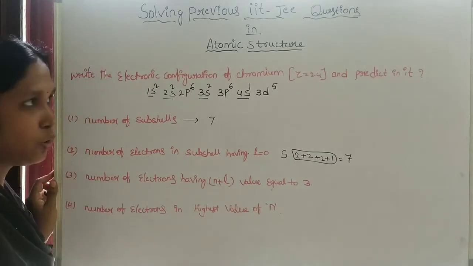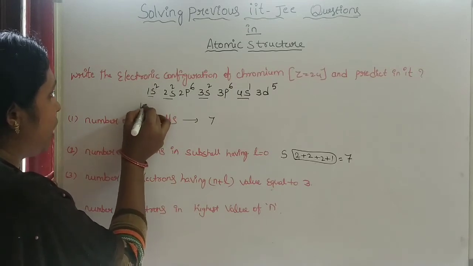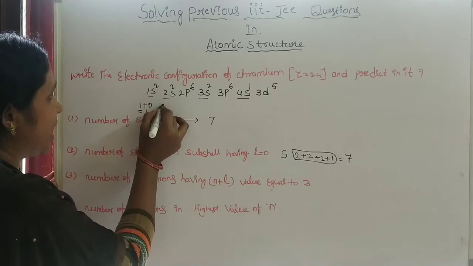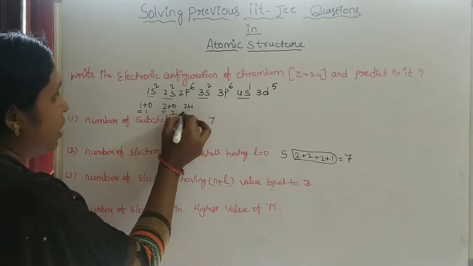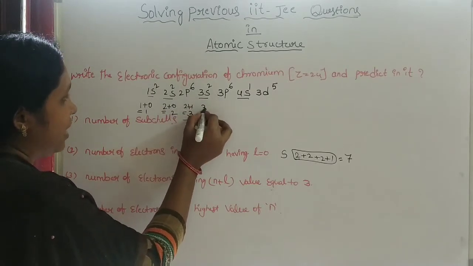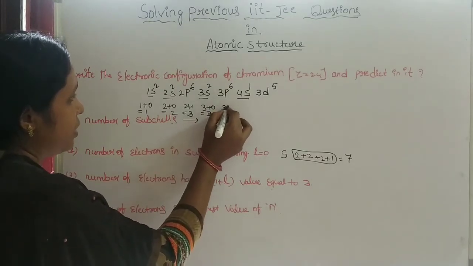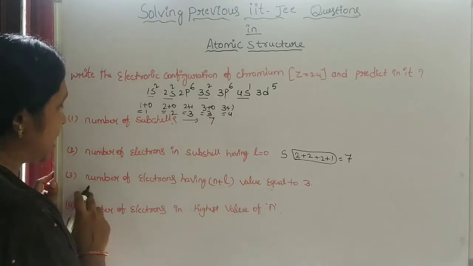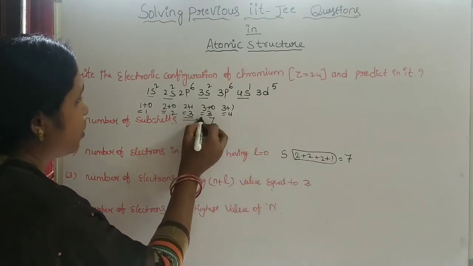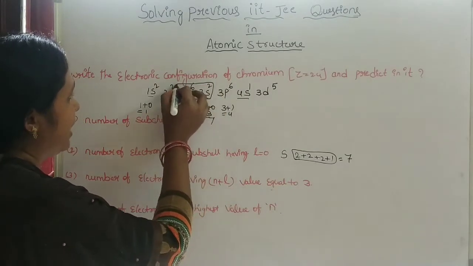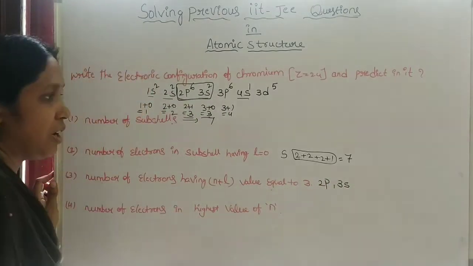Number of electrons having an N plus L value equal to 3. Calculate the N plus L value. 1s has an N value 1, L value 0, so 1. 2s has 2 plus 0, 2. 2p has 2 plus 1, 3. 3s has 3 plus 0, 3. And 3p has 3 plus 1, 4. But here we need the electrons having N plus L value equal to 3, so 2p and 3s have N plus L value 3.